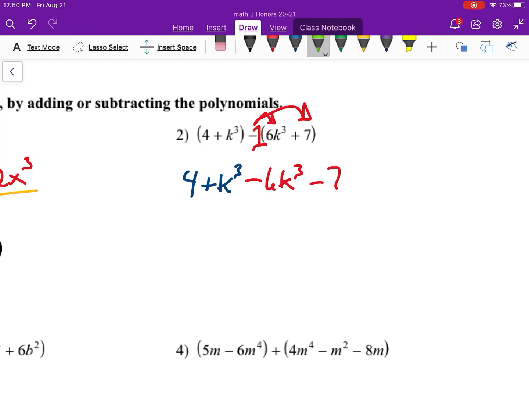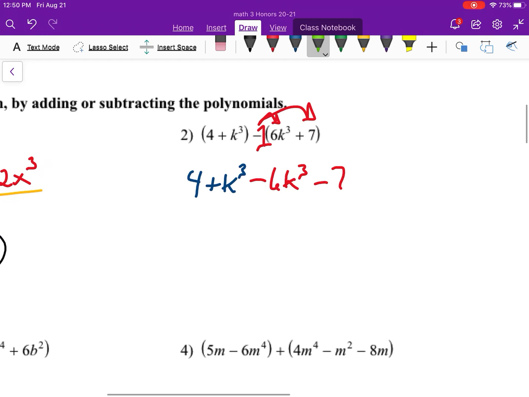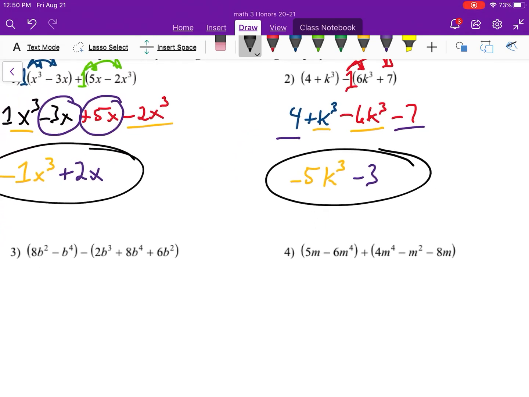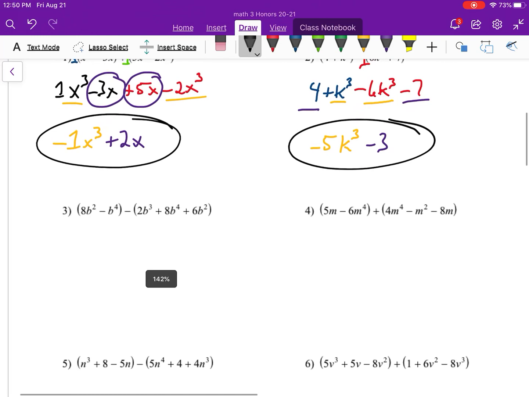And now again, we are just going to combine like terms. I could combine the same colors as I did over here if you would like that. Combining your k cubed and your negative 6k cubed, giving you negative 5k cubed. And then combining your 4 and your negative 7, giving you negative 3. Please notice I am starting with the highest exponent, in this case being k cubed. So now we'll just keep moving along, going on to number 3.